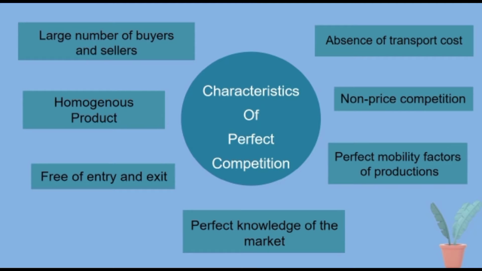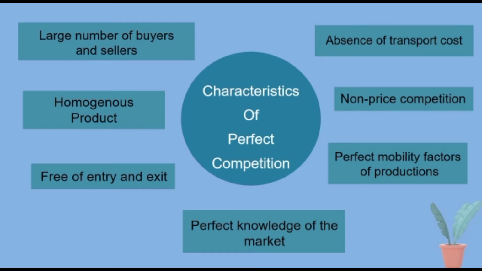Number 3 is free entry and exit into the market. There is no restriction for a new company to enter the market, and they can easily exit the market with no barrier. Number 4 is perfect knowledge of the market. The buyers and sellers need the knowledge. They cannot influence each other because the seller or buyer must know the price of what they want to buy.